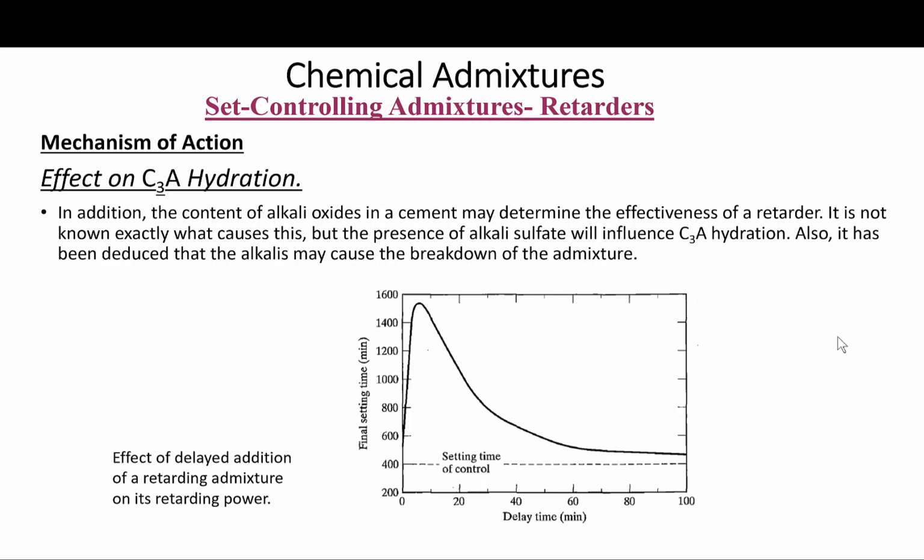In addition to what I just mentioned, the content of alkali oxides in a cement may determine the effectiveness of a retarder. So it is not known exactly what causes this, but the presence of alkali sulfate will influence the C3A hydration. Also, it has been deduced that the alkalis may cause the breakdown of the admixture. And again, testing, trial batches, all that is key to making sure no surprises are being met, basically at your job.